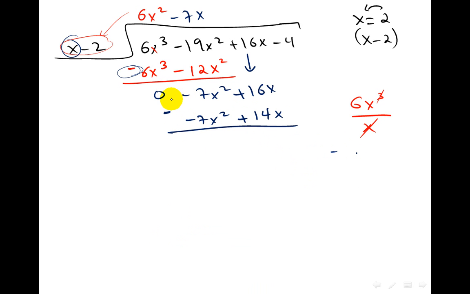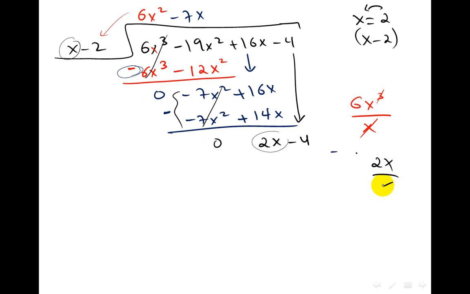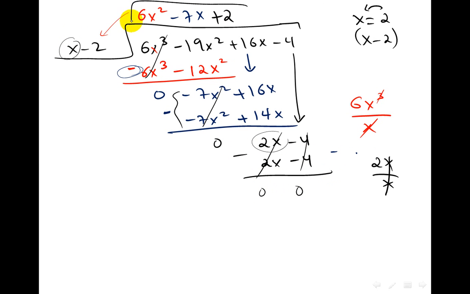Okay, once you subtract here, negative 7 minus negative 7 will be 0, and 16 minus 14 will be 2x. And take down the negative 4 now. Again the same idea, 2x divided by x alone. 2x divided by x will give you positive 2. Multiply 2 times x will give you 2x, and 2 multiplied by negative 2 will give you a negative 4. Subtract, this will be 0, and again here we'll have 0. So this is my other factor.